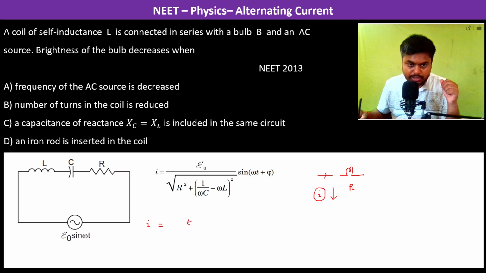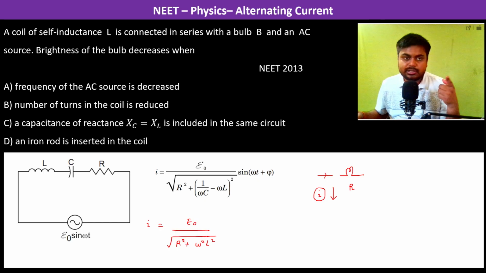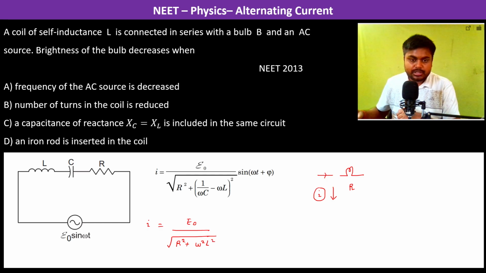It's going to be E naught divided by root over R square plus omega square L square, because there is an inductor which is inserted. Now when omega, the frequency, is decreased, what happens? This decreases. So omega is decreased, Z decreases, so therefore the current is going to increase. So this is not going to be the answer.